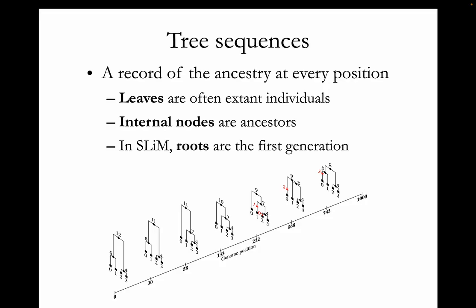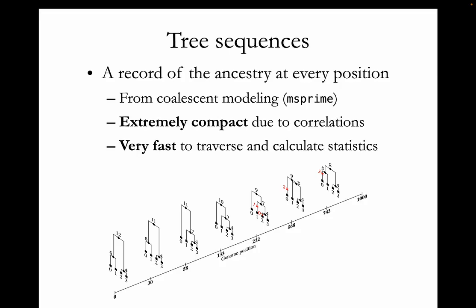In these trees, leaves are individuals with no descendants. They're often the extant individuals alive at the end of a simulation run. Internal nodes are ancestors of those leaf individuals. In SLiM, the roots of the trees are typically the first generation of the forward simulation. The tree sequence data structure comes originally from coalescent modeling, and in particular from the msprime simulator.